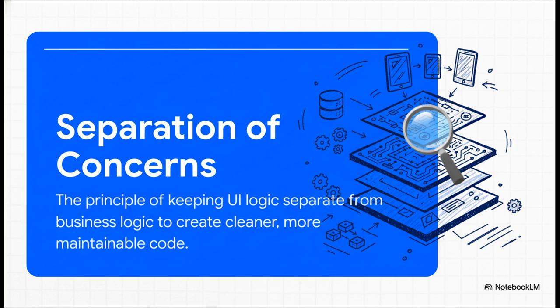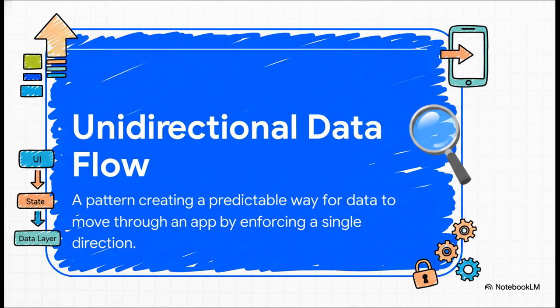Why? Because when you keep them separate, your code is way easier to test and manage, especially as your app grows. Next, let's talk about unidirectional data flow, or UDF for short. Now, this pattern basically turns your app's data into a strict one-way street. No U-turns allowed. It's all about making sure you know exactly how information is moving and changing, creating total predictability.